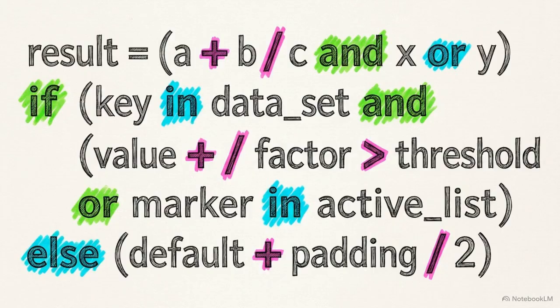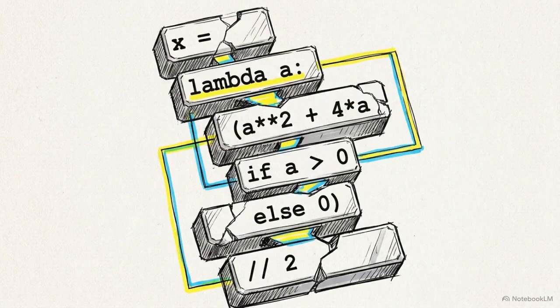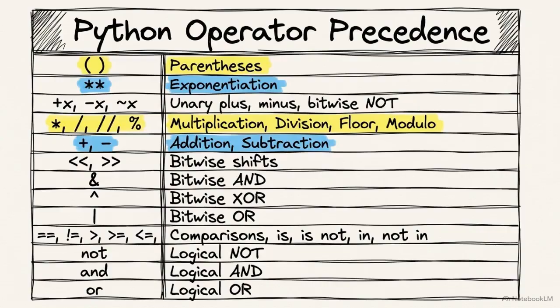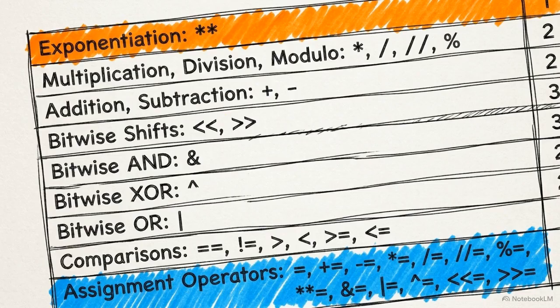When you write a dense expression that utilizes arithmetic, logical, and membership operators all at once, the interpreter needs a strict set of rules to resolve the sequence. This table outlines Python's operator precedence. It determines which operations bind most tightly to their data. At the very top, with the highest priority, is exponentiation. At the very bottom, with the lowest priority, are assignment expressions.